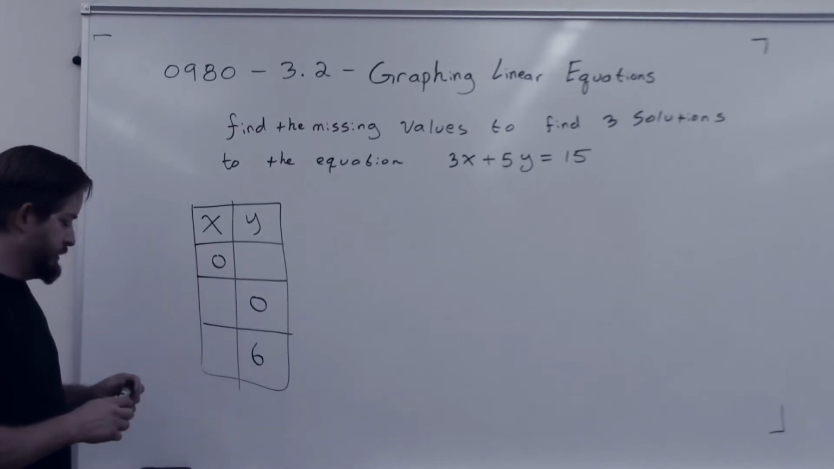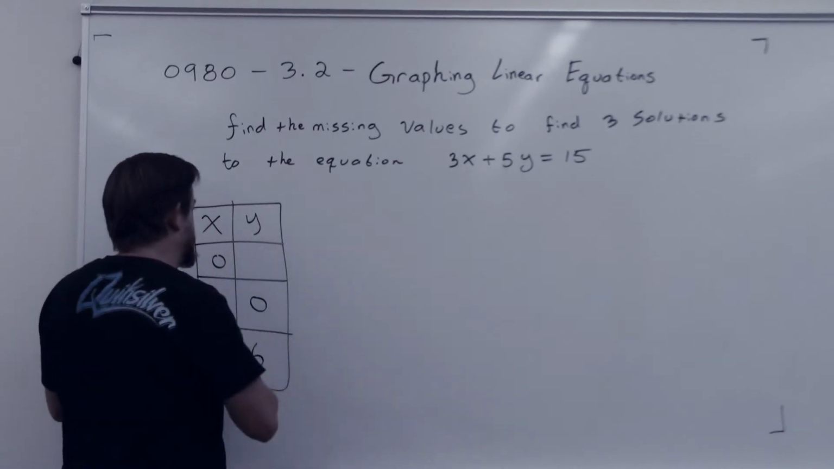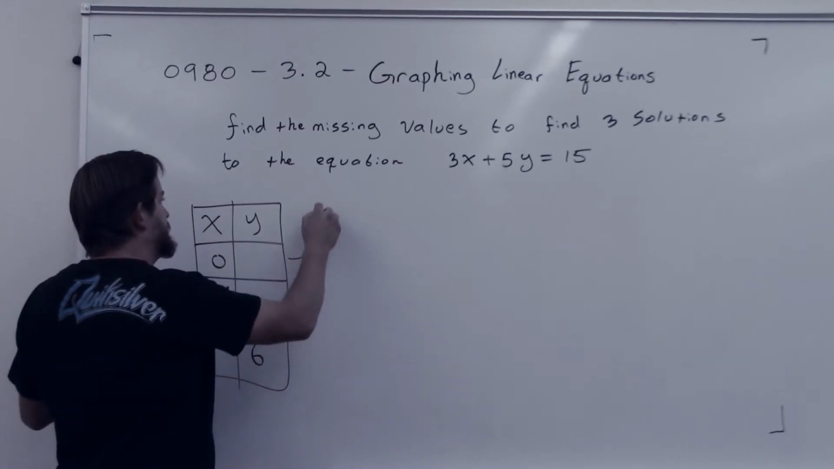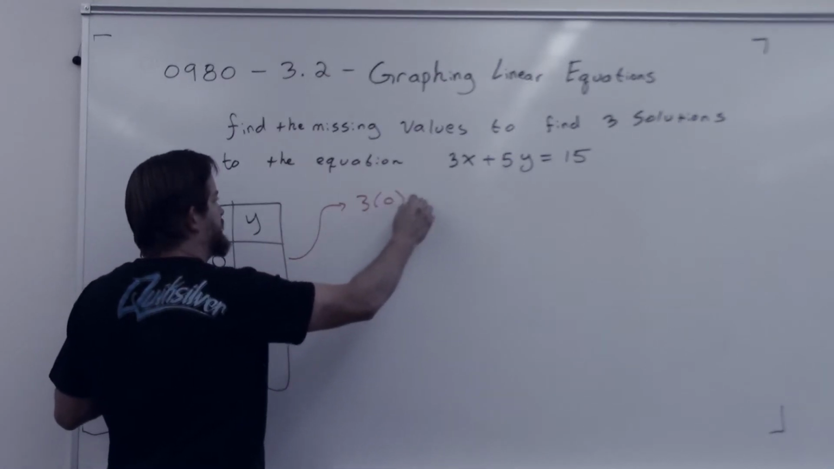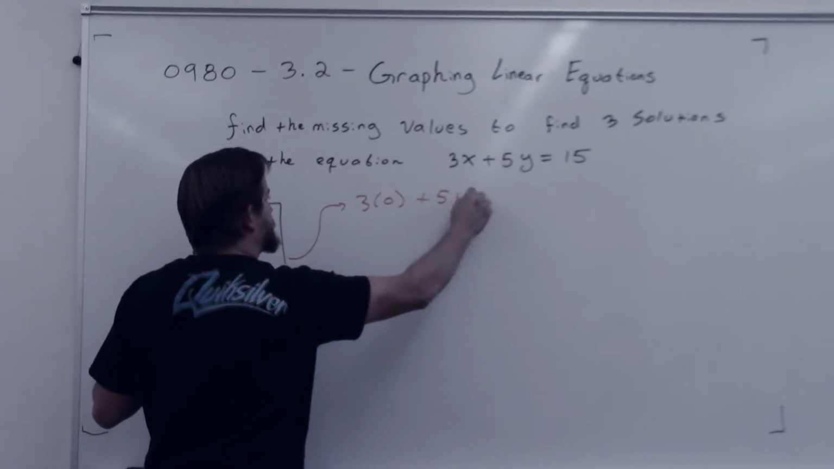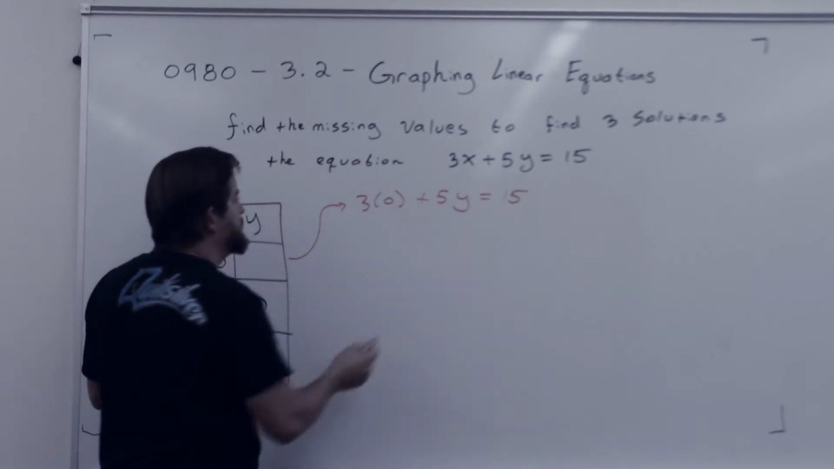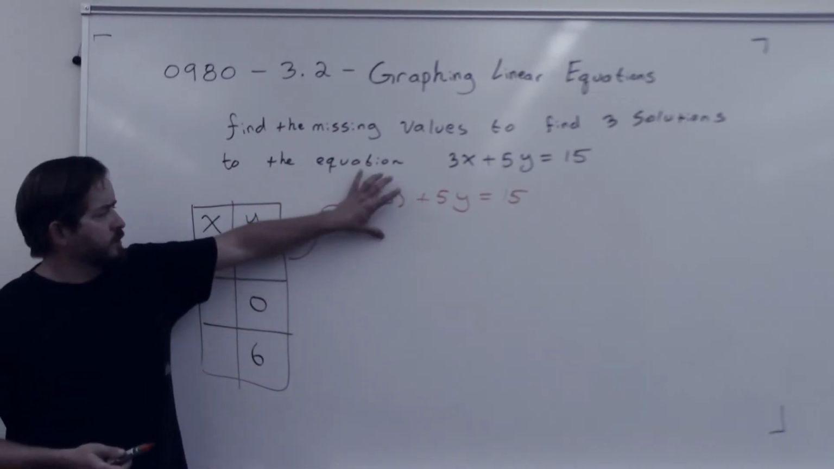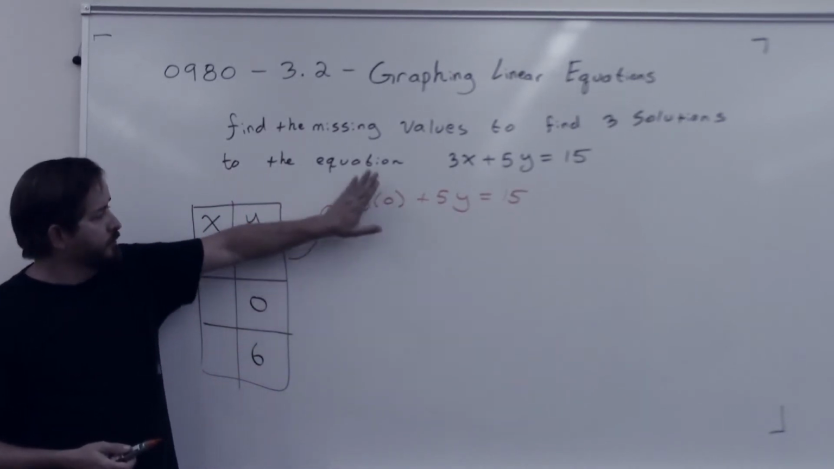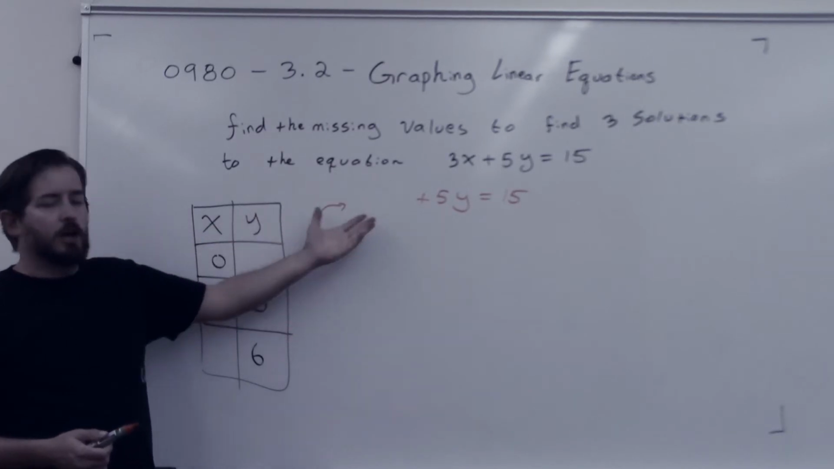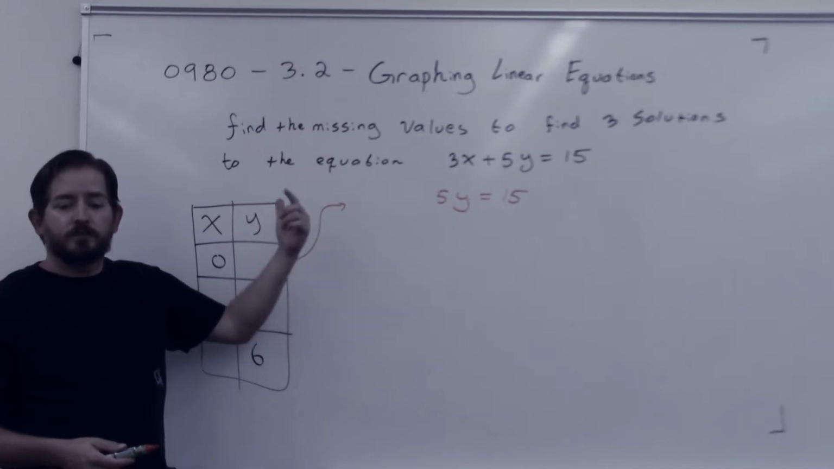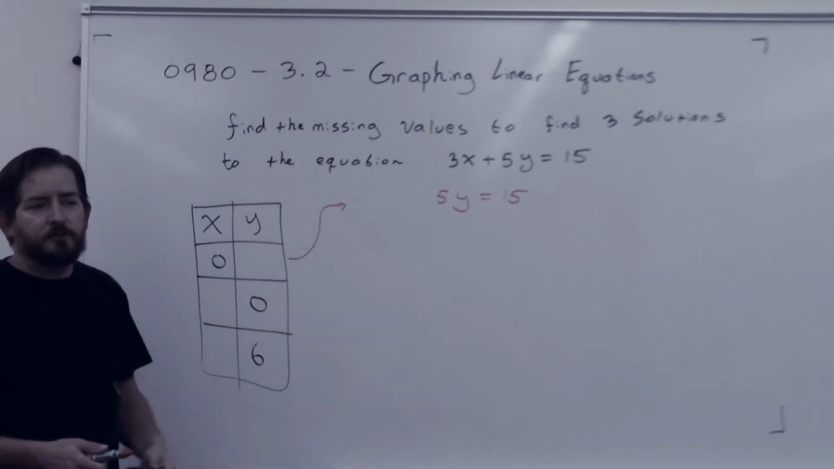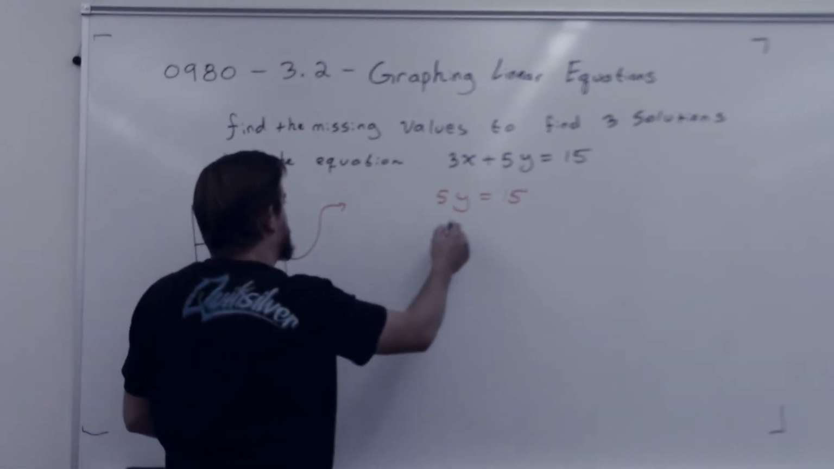If x is 0, then I can plug in 3 times 0 plus 5y equals 15, right? But again, if x is 0, this whole term is gone. It doesn't even need to be there. In fact, goodbye. It's gone. I end up with something extremely simple, 5y equals 15, and it's one really quick step to divide by 5 to see that y is equal to 3.